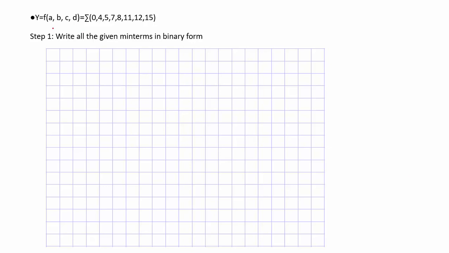So here we are given a problem and we have to solve this using Quine McCluskey technique. The output y is a function of a, b, c, d, 4 variables, with a being the MSB and d as the LSB. And the output is 1 for min term 0, 4, 5, 7, 8, 11, 12, 15. So the first step in Quine McCluskey technique is to write all the given min terms in its binary form.